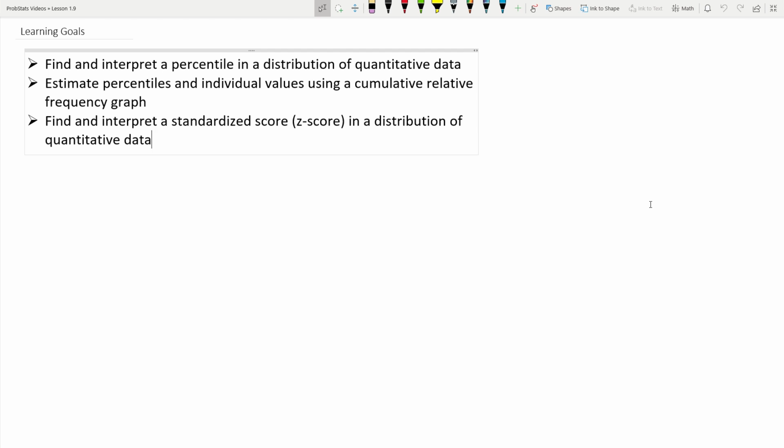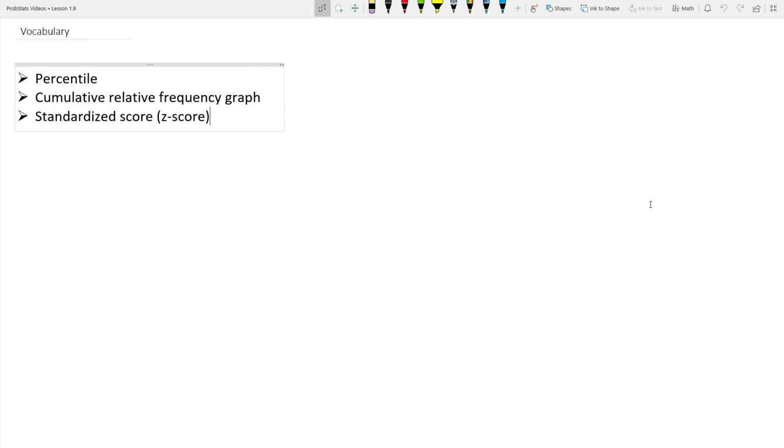So we want to be able to find and interpret various measures of location, including a percentile in the distribution of quantitative data, estimating percentiles in individual values using a cumulative relative frequency graph, and finding and interpreting a z-score in the distribution of quantitative data. In order to understand this, we need to understand what a percentile is, what a cumulative relative frequency graph looks like, and a standardized score or z-score.